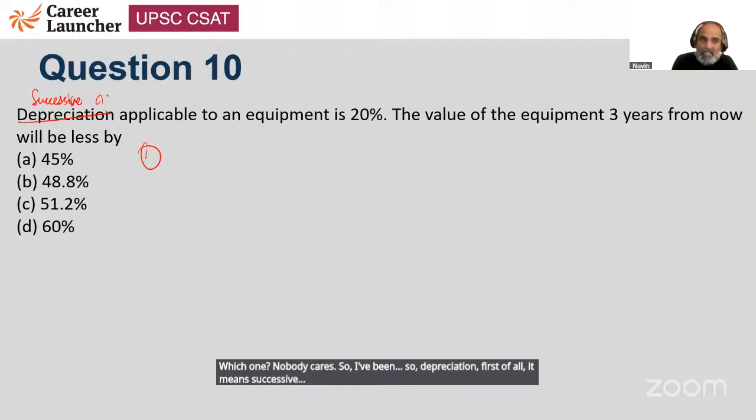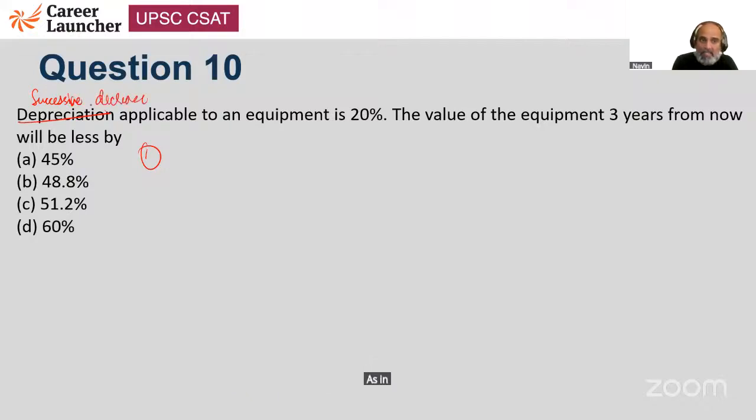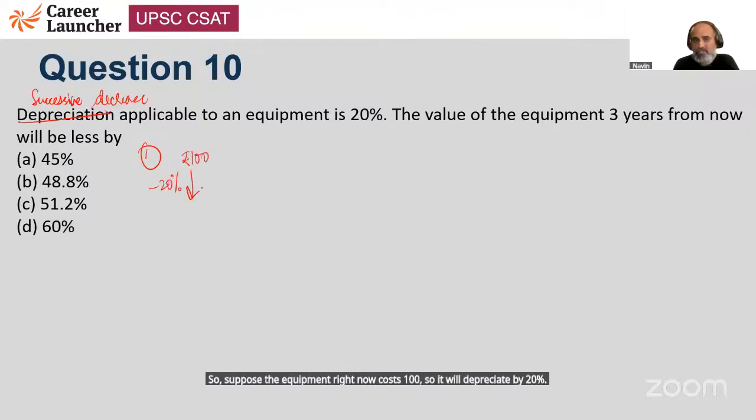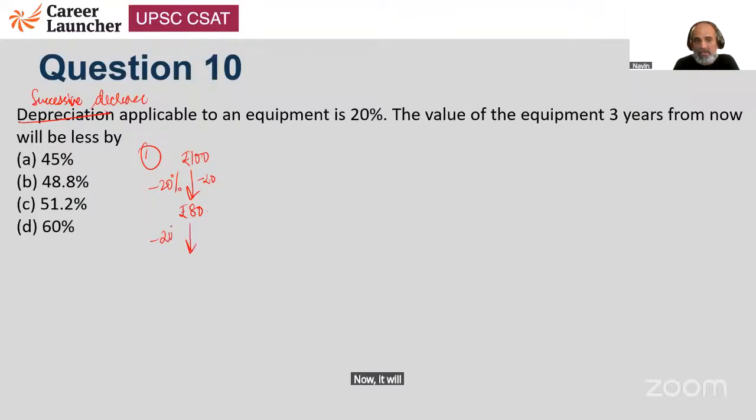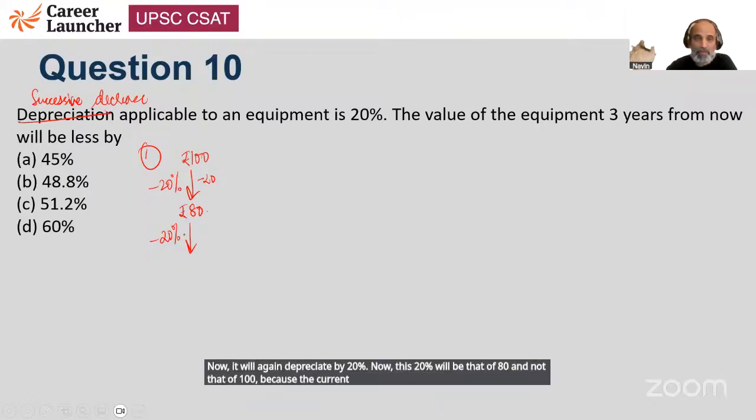decrease, as in the decrease is supposed to happen one after another. So suppose the equipment right now costs 100, so it will depreciate by 20%. So that means it will depreciate by 20 rupees. So it will become now 80. Now it will again depreciate by 20%. Now this 20% will be that of 80 and not that of 100, because the current price of the equipment is not 100 anymore. It's 80 now.